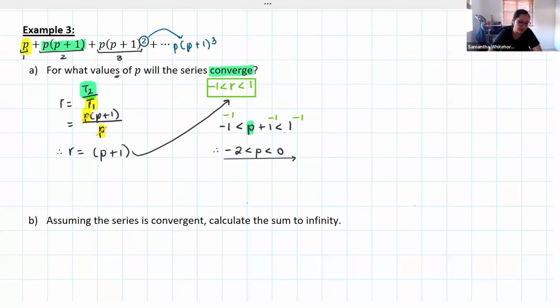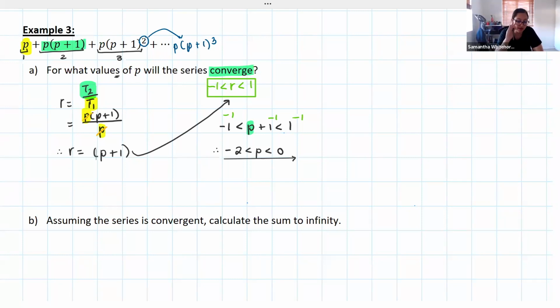Cool, no problem, Simtanda. All right, guys, so now we know where it converges. So as long as p falls in that range, we're good. No issues. So the next question says, assuming the series is convergent, calculate the sum to infinity.